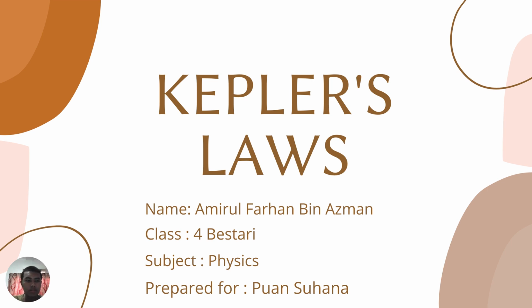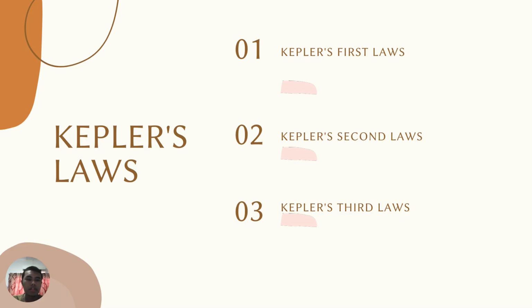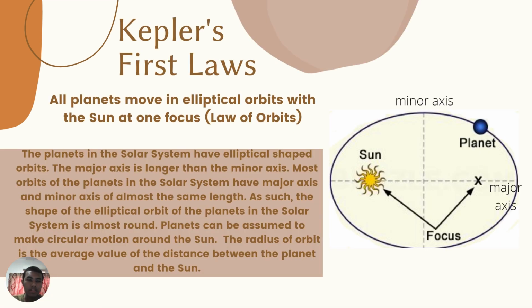I am going to present my work, which is Kepler's Law. In Kepler's Law, there are three laws. The first one is Kepler's first law, the second one is Kepler's second law, and the last one is Kepler's third law. Let's proceed to the first one, which is Kepler's first law.